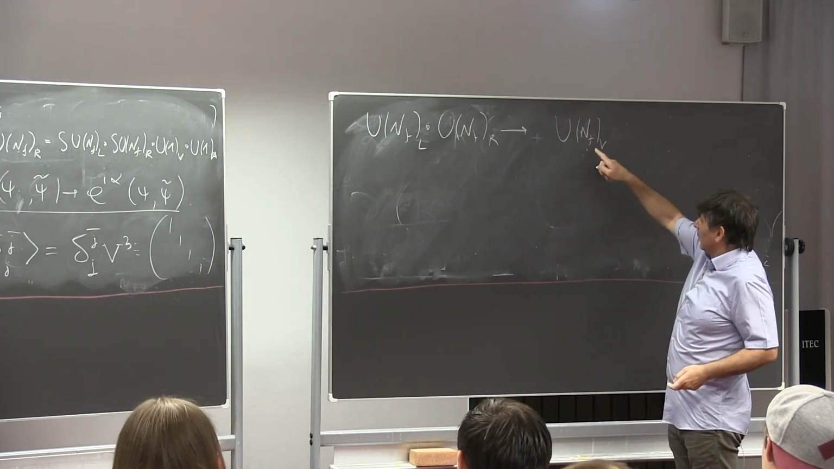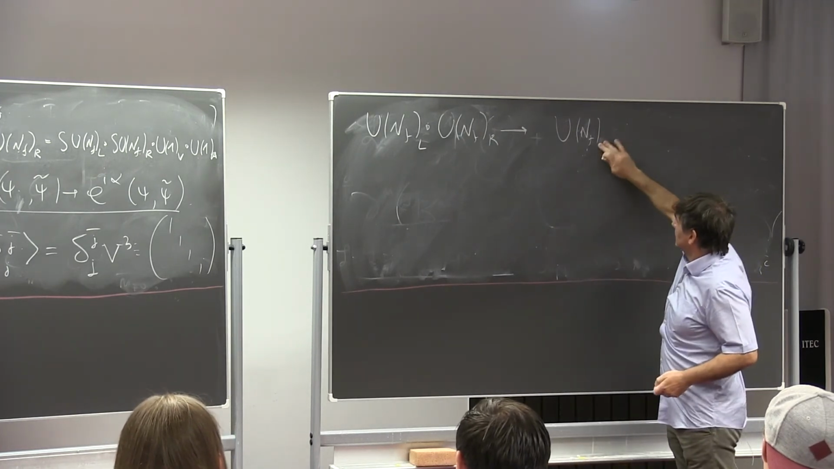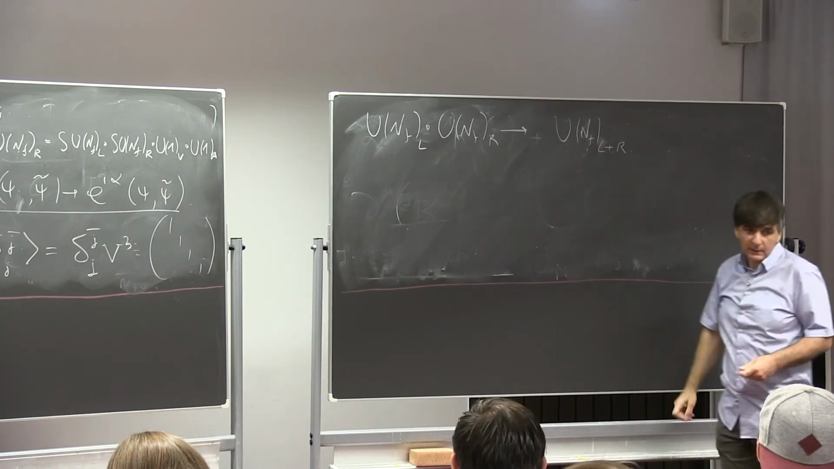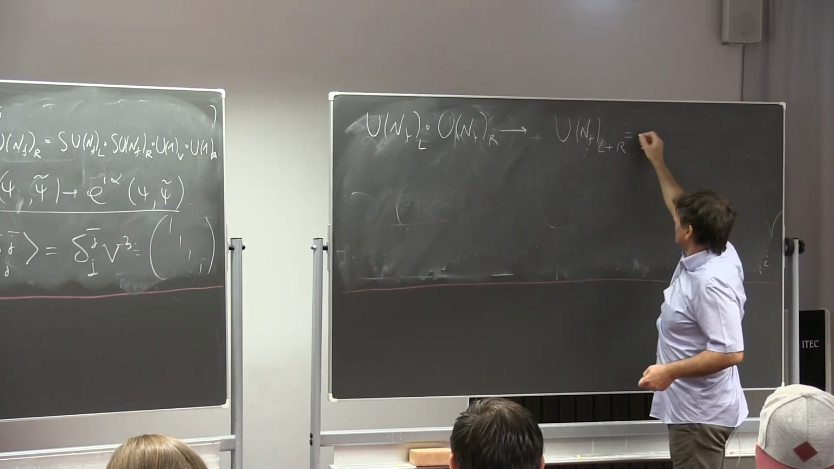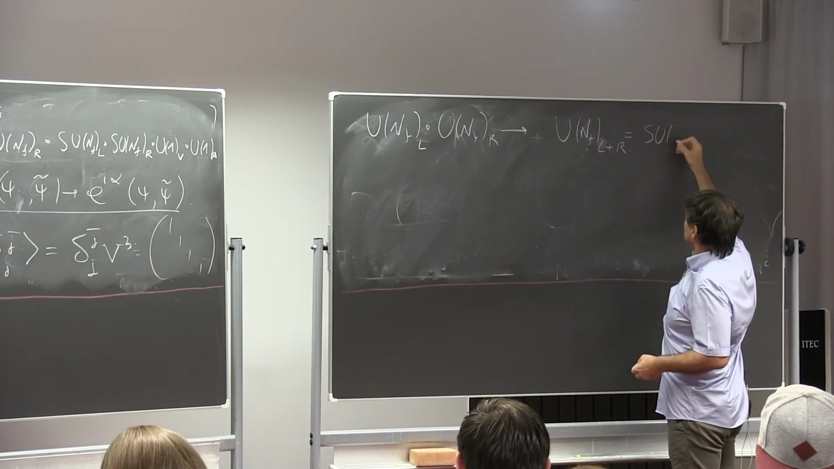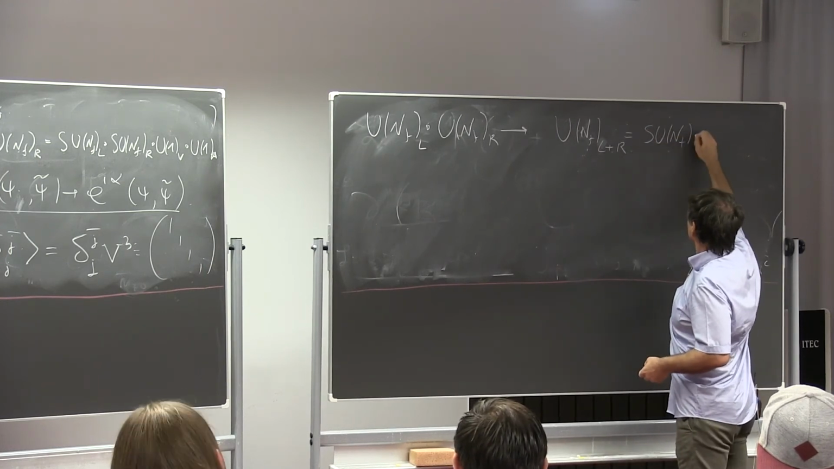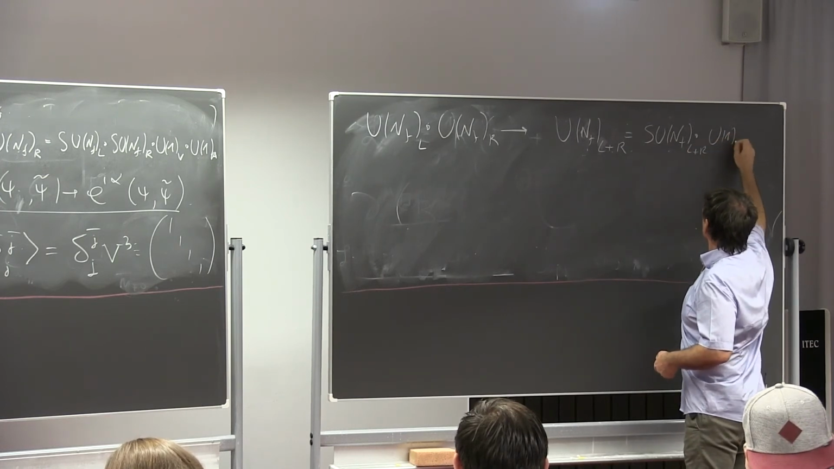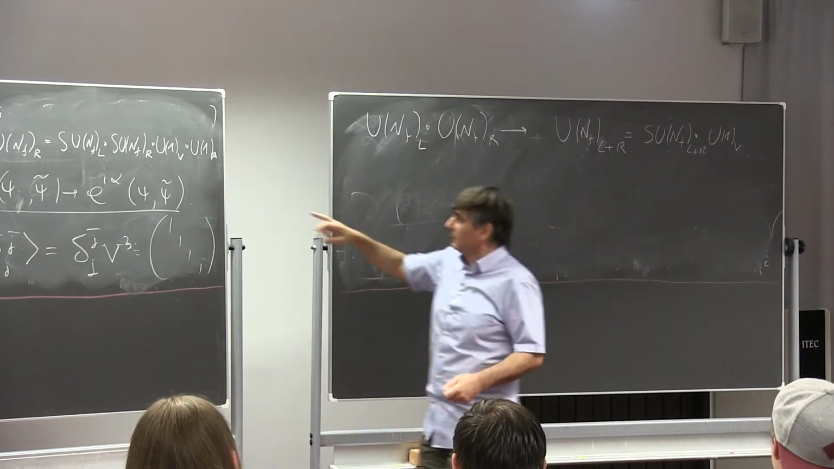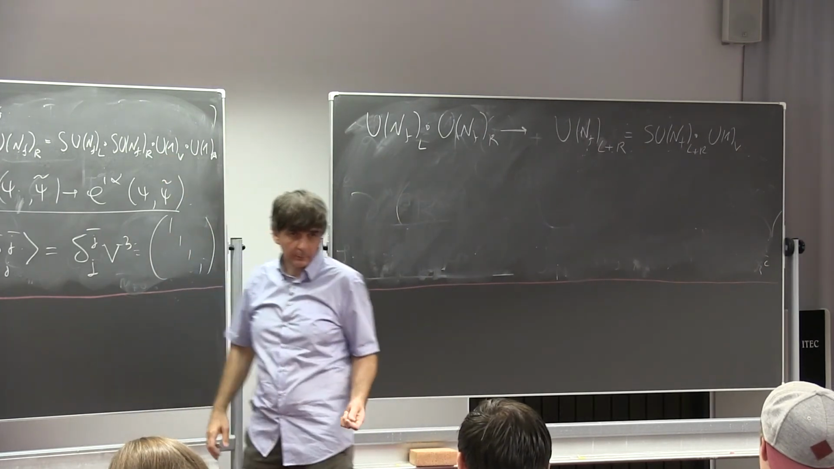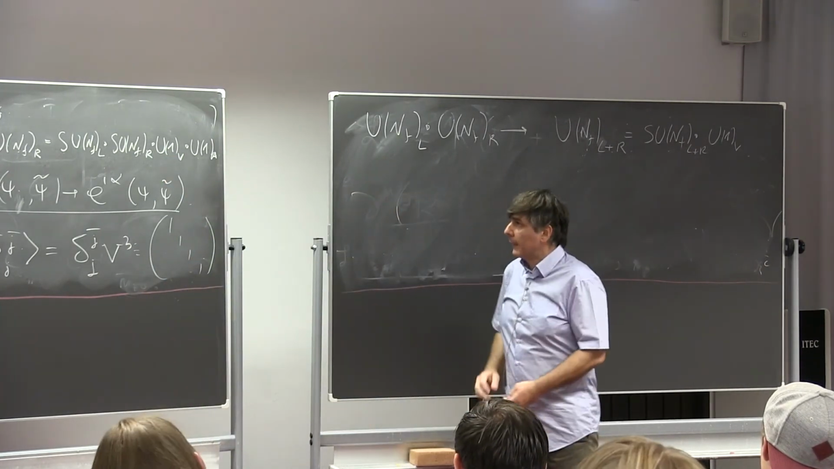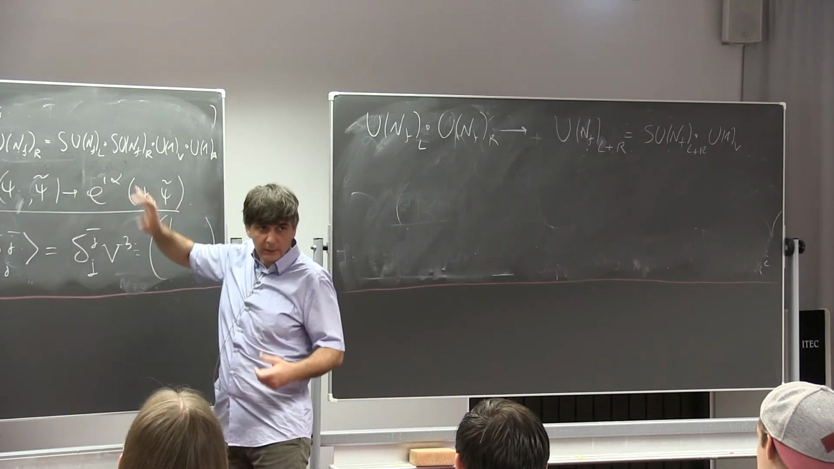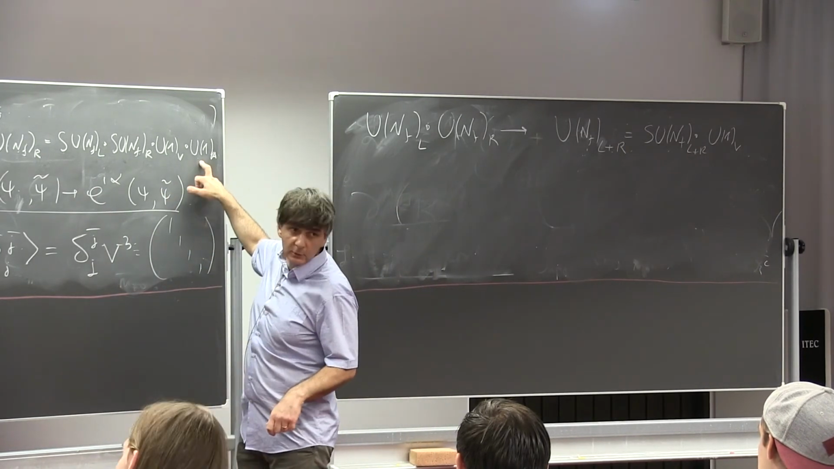So that's the group that is unbroken. Let's call it L plus R, and this L plus R is SU(N_F) L+R plus U(1) vector. So this U(1) vector survives unbroken. Now the part that is broken is the chiral part, which rotates them differently, and the U(1) axial.